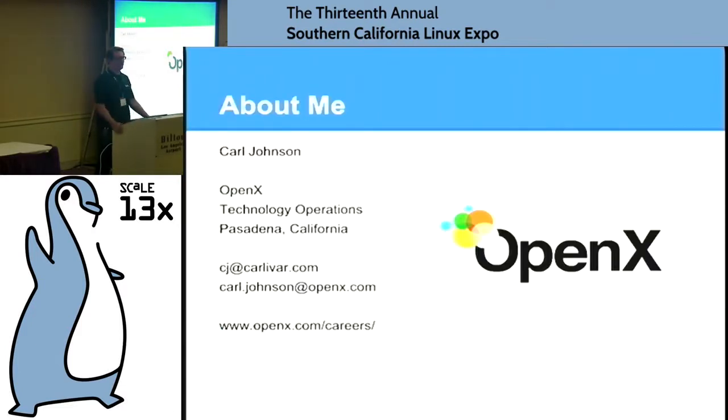Who am I? I'm Carl Johnson. I help manage technology operations at OpenX. We are a digital ad platform in Pasadena. I've got my email addresses up there, personal and work-related. If you have any questions, I'm happy to answer them via either email address.